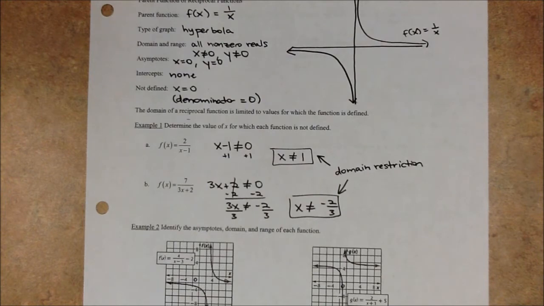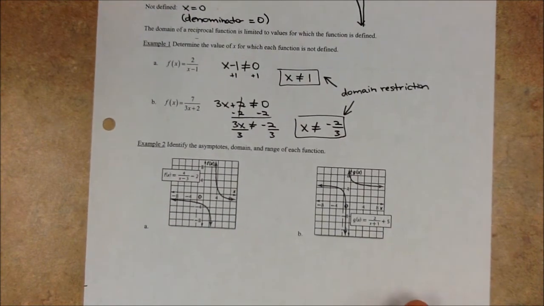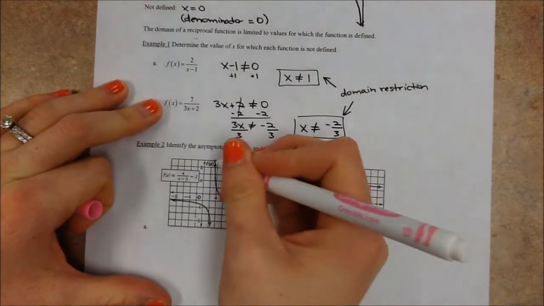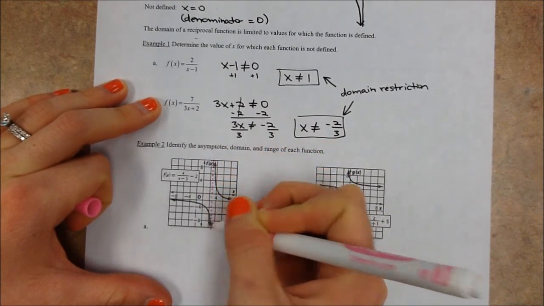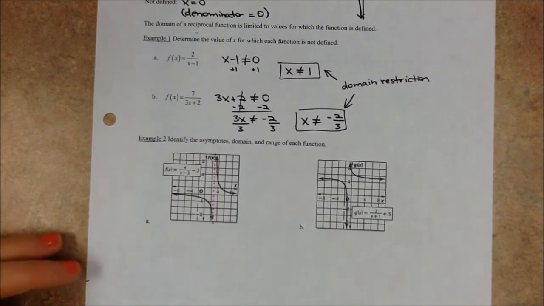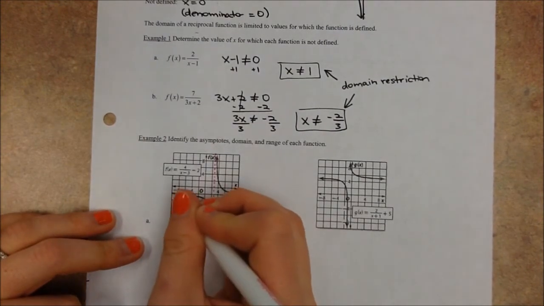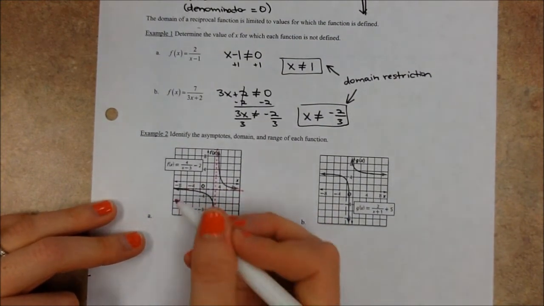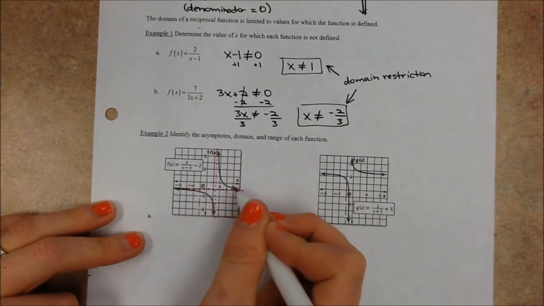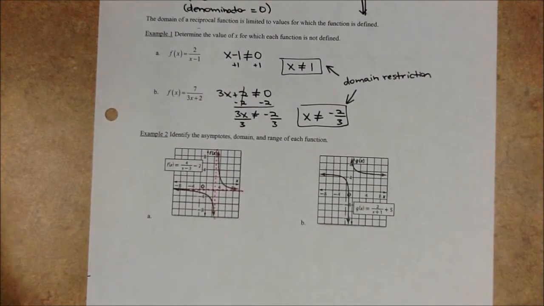So we've got these graphs in front of us for example number 2, and we're going to use just the graphs to identify the asymptotes, the domain, and then the range of each function. Okay, so the asymptote, like I said, is a line that your graph is going to get really, really close to, but it's not actually going to touch. You can see somewhere right around here, that's a vertical line that your graph is getting really close to, but not actually going to touch. And then right about here, there's a horizontal line that your graph is going to get really close to, but not actually touch. Okay, so horizontal asymptote, vertical asymptote.